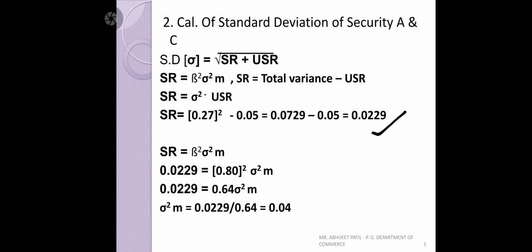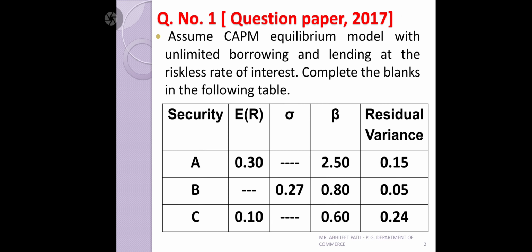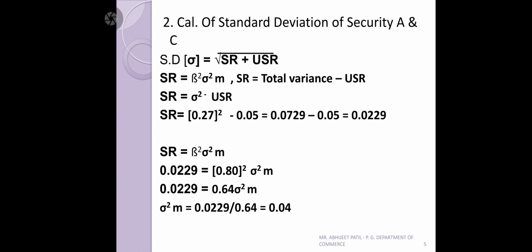Now once we find out the systematic risk, the question is we want the market variance. Beta is already there, but we want market variance. So using that first equation, systematic risk is equal to beta square into market variance. Systematic risk we calculated as 0.0229, and beta of B is 0.8, so we take beta square, 0.8 square, to find out market variance.